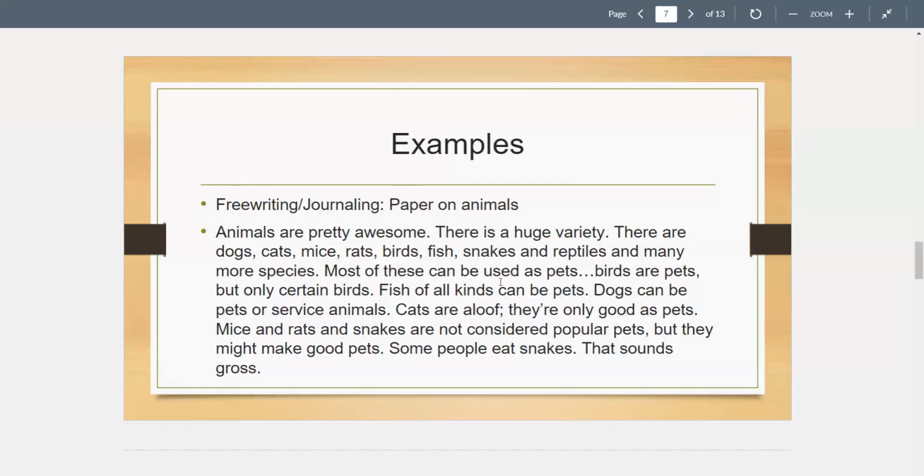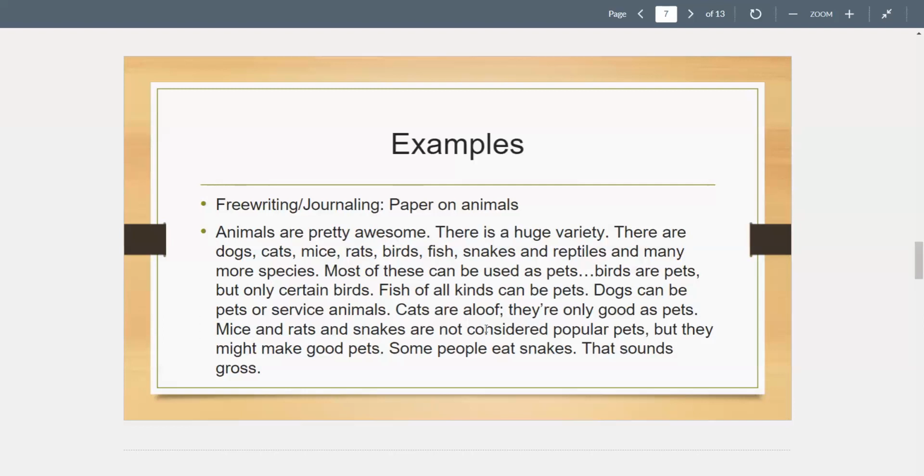Fish of all kinds can be pets, dogs can be pets or service animals. So now we could talk about, everyone talks about dog being man's best friend and what they're like as a good pet, but you could do something different and talk about what they're like as a service animal.